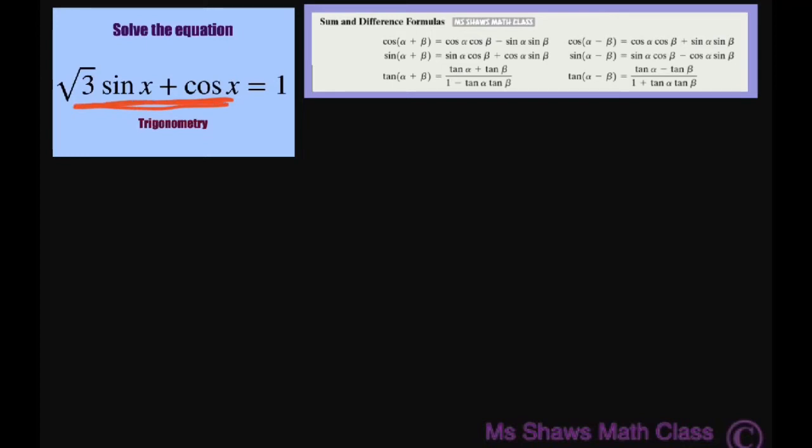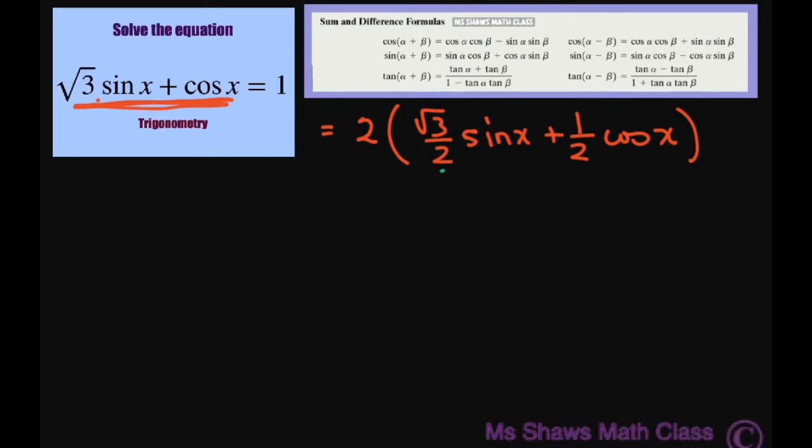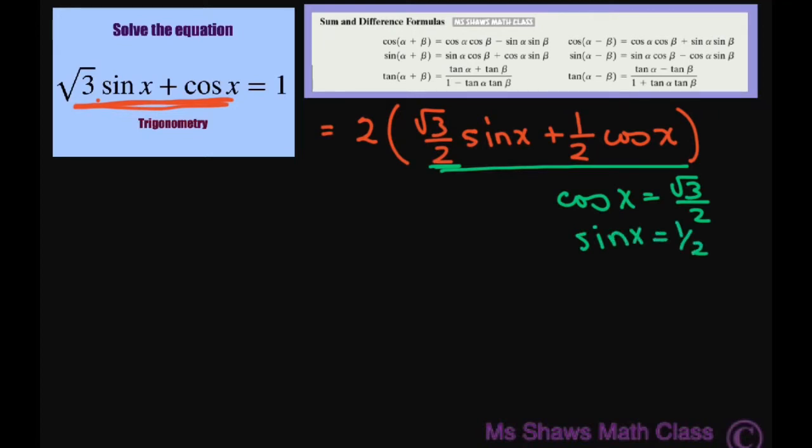So what we can do is rewrite this as 2, and I'm going to divide each of these pieces by 2. So square root of 3 divided by 2 sine of x plus 1/2 cosine of x. Now, when you do that, that means there exists an angle such that cosine of x, and you flip these around, equals square root of 3 divided by 2, and sine of x equals 1/2. And that angle would be pi divided by 6.